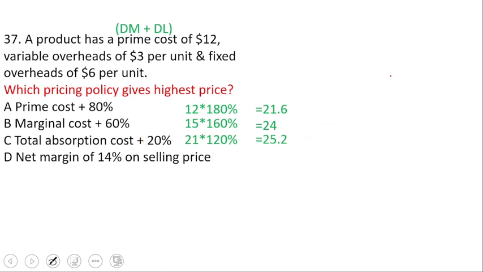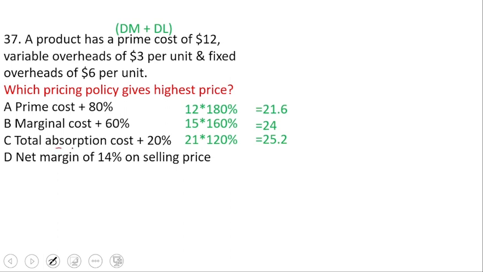Moving to option D, net margin of 14% on selling price. Now we know that margin is always calculated on selling price. So do we know the selling price? No, that is what we have to find out. But we know the cost. What is the total cost? The total cost is $21.